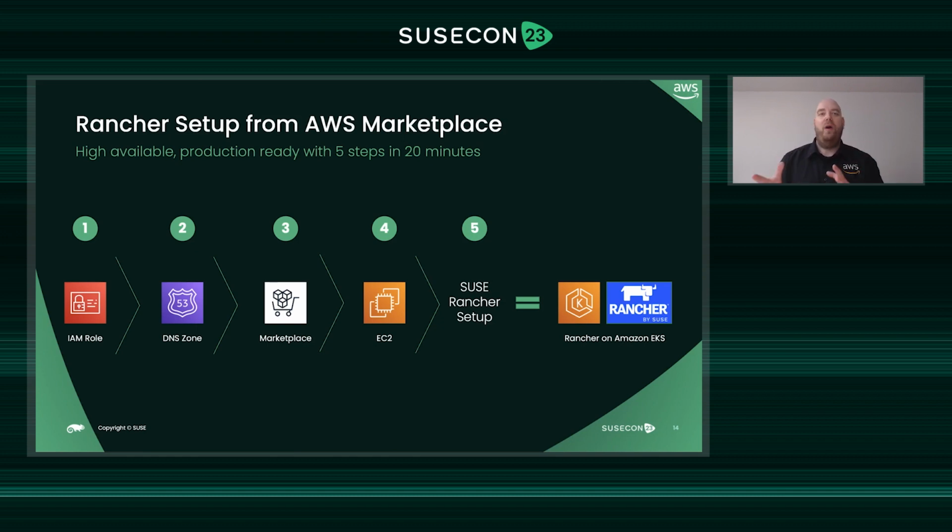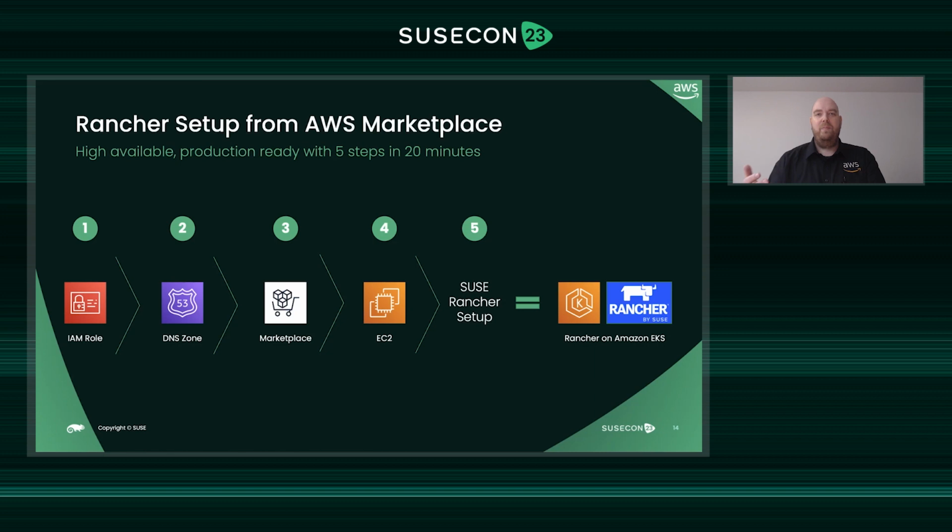From the left to the right, we see that the first step is to create an IAM role. Second step is to create a new Route 53 DNS zone or reuse an existing one. Step 3 is to deploy the Rancher setup instance from the AWS Marketplace. Step 4, we assign the IAM role that we created earlier to this EC2 instance. And step 5 is actually logging in to the web UI, answering 3 basic questions, and starting the setup.